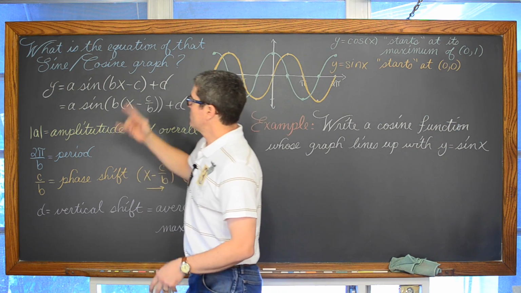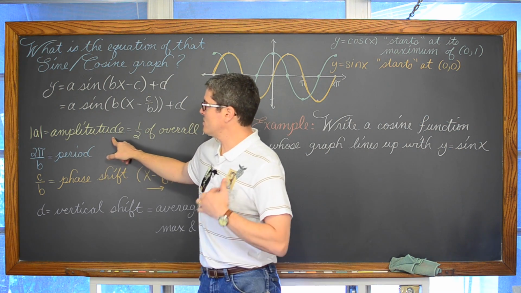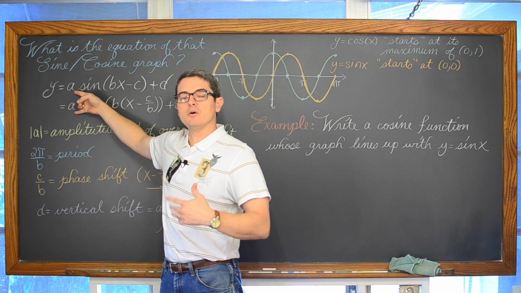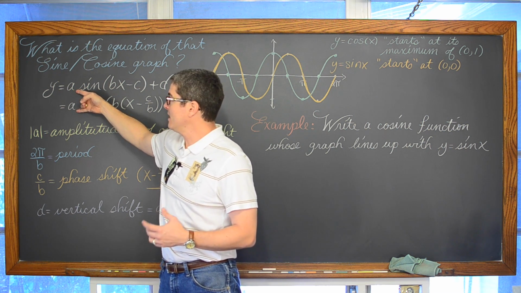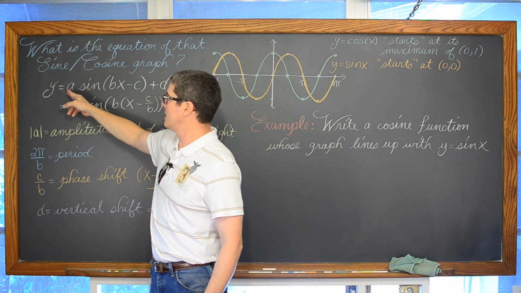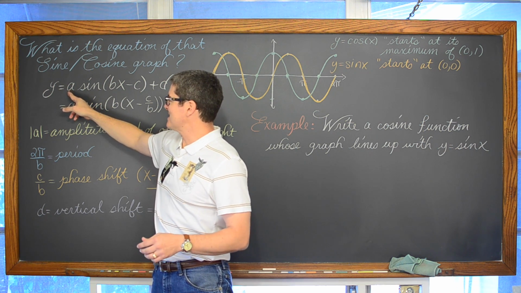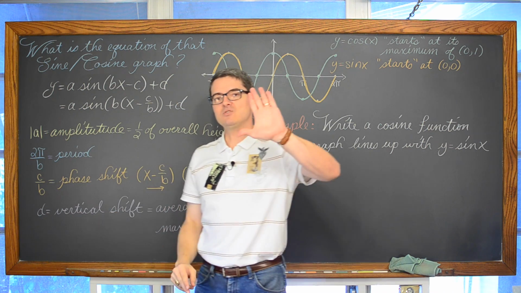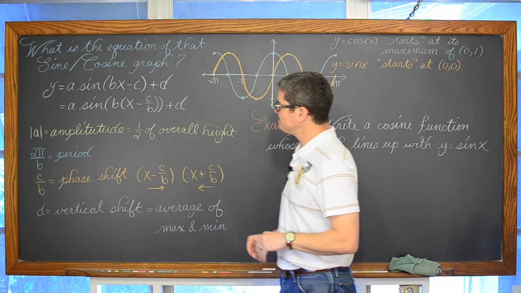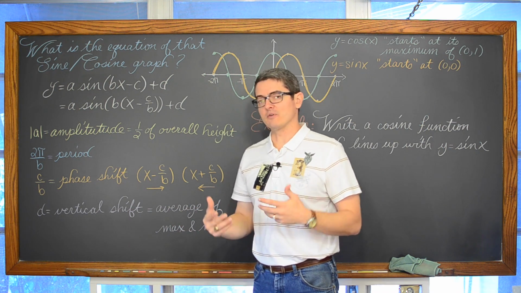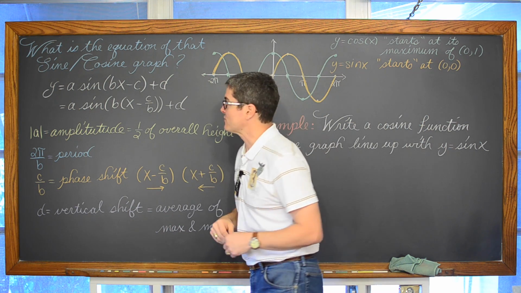So the amplitude of our sine and cosine functions is equal to the absolute value of A. If you're looking at your equation and your leading coefficient is negative, that means you have a reflection over the x-axis. At least, you do have that reflection before you apply the vertical transformation.